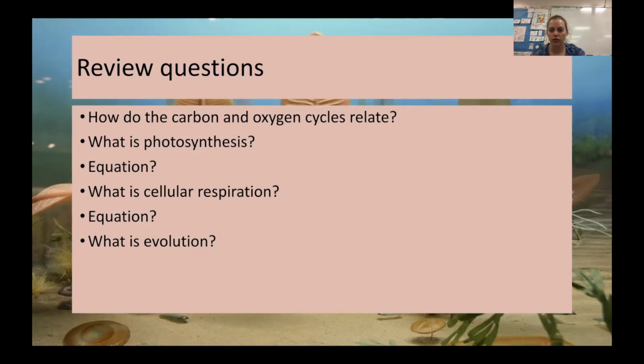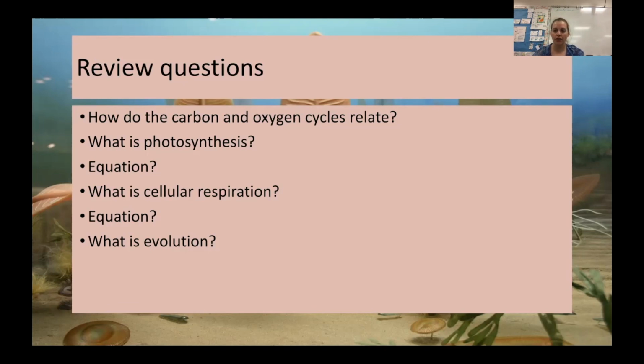Remember that the carbon and oxygen cycles relate to each other. Photosynthesis absorbs carbon dioxide and releases oxygen, and cellular respiration does the opposite. It absorbs oxygen and releases carbon dioxide, and both of those cycles feed on each other. For photosynthesis, we have the equation right here. We have carbon dioxide and water coming together in the presence of light, and that light energy is converted into carbohydrates, glucose particularly, and oxygen. Cellular respiration is the opposite of this. We use oxygen to break down that glucose, and that generates carbon dioxide and water as byproducts. The goal again is to make ATP, which is the cell's energy currency. So those are your equations and those are those processes.